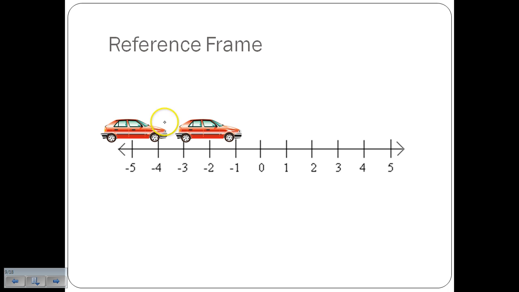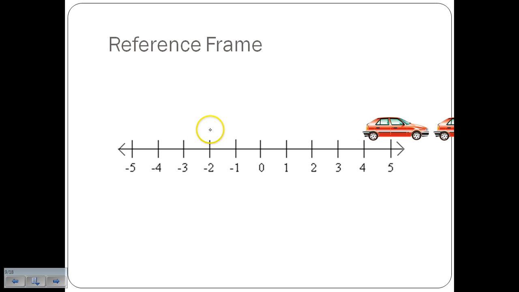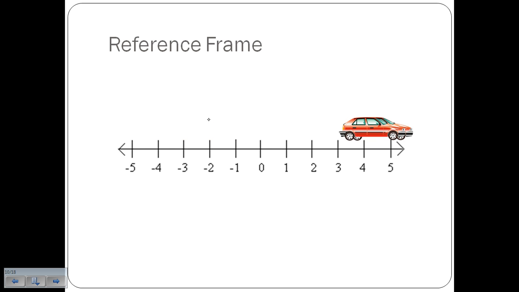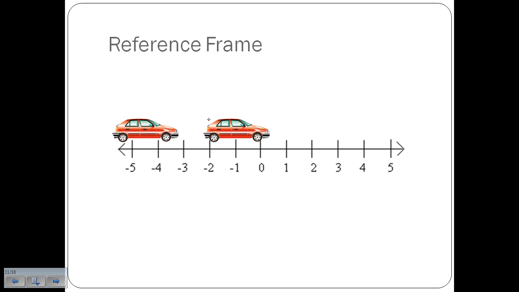The car in the back, as it moves forward, sees the car in the front always the same distance, always the same location, always the same speed. It travels like that. That's in contrast to a situation like this, where the car in the back is moving faster. Or like this, where the car in the front is moving faster.